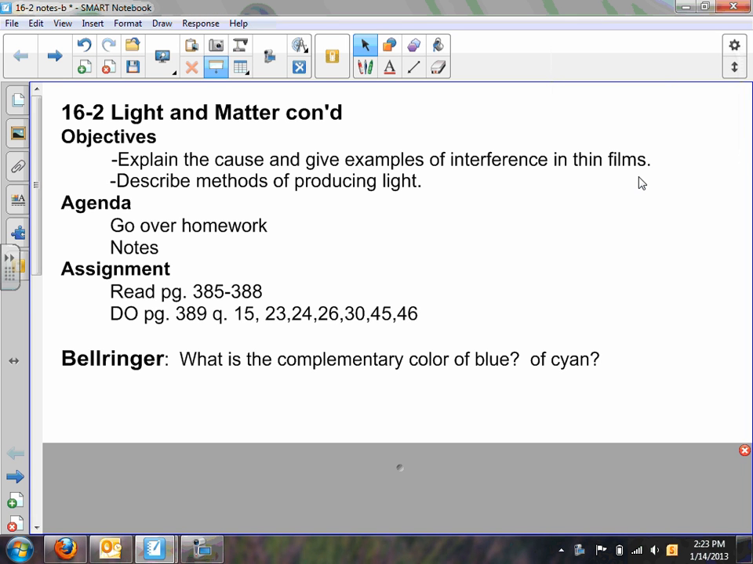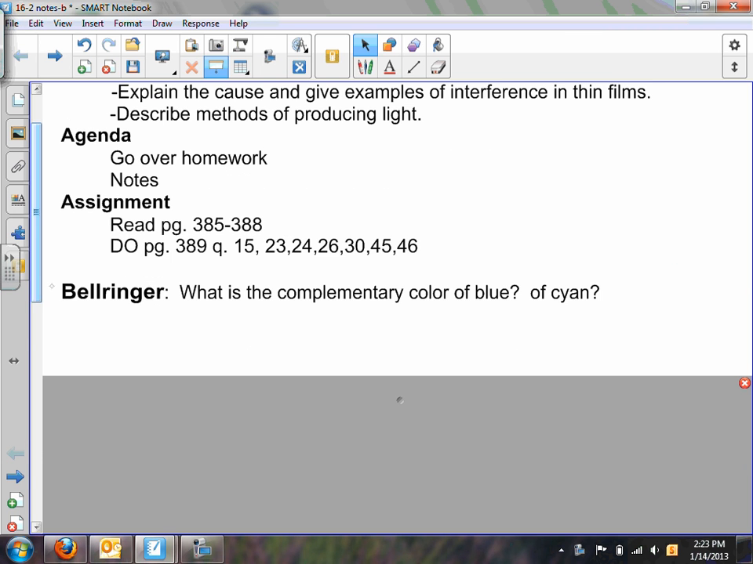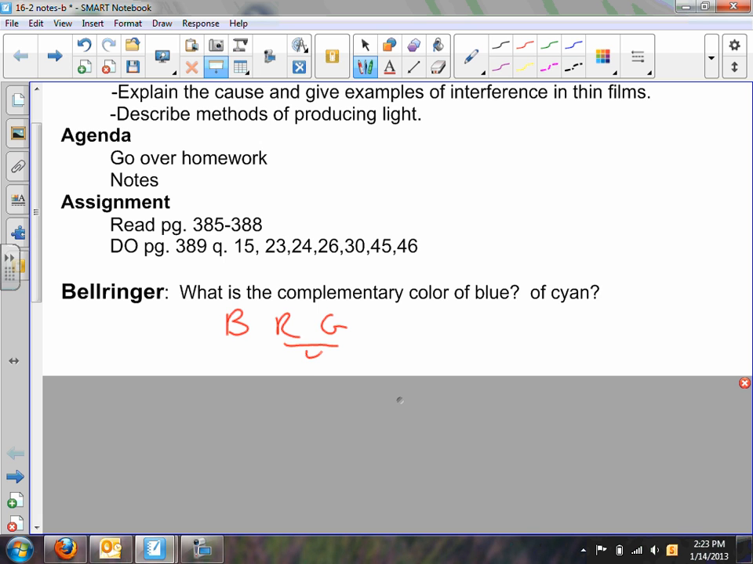Today we're going to finish up Chapter 16, Section 2, our discussion on light and matter. If you look at the bell ringer, what's the complementary color of blue? Well, what we're looking for is something that, when added to blue, makes white light. In order to get white, you need blue, red, and green. So if you add red and green, which is yellow, you would have the complementary color of blue.